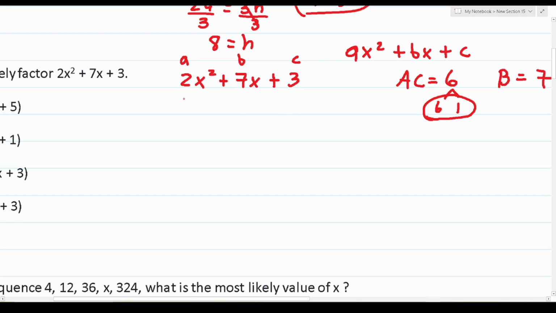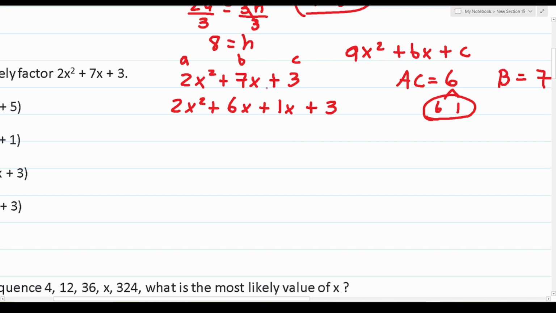So let's go ahead and rewrite this original equation. Again, this 2x squared doesn't change, so we're going to just copy it down. 2x squared plus, and in place of 7x, I'm going to put 6x plus 1x plus 3. And now the goal is to factor by grouping.